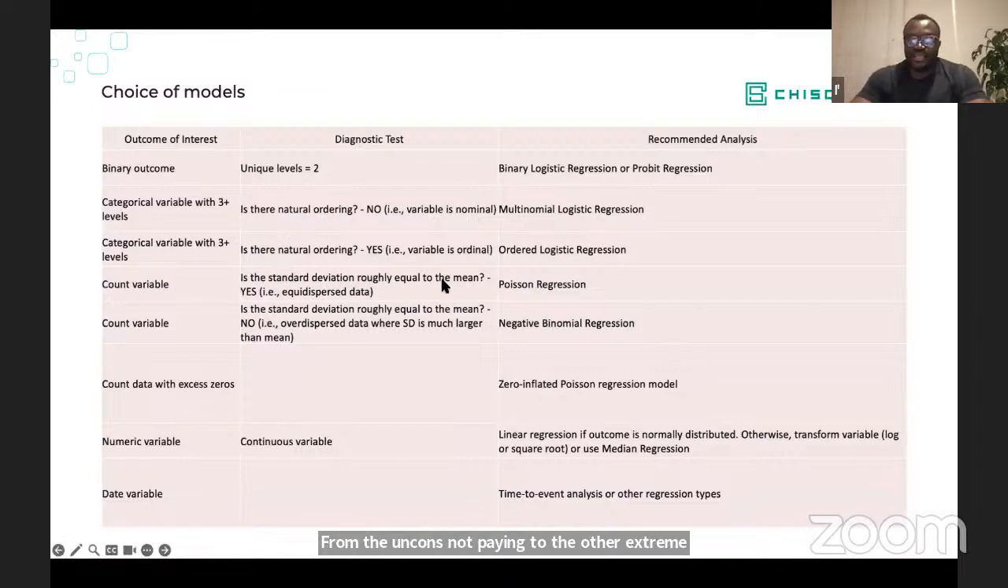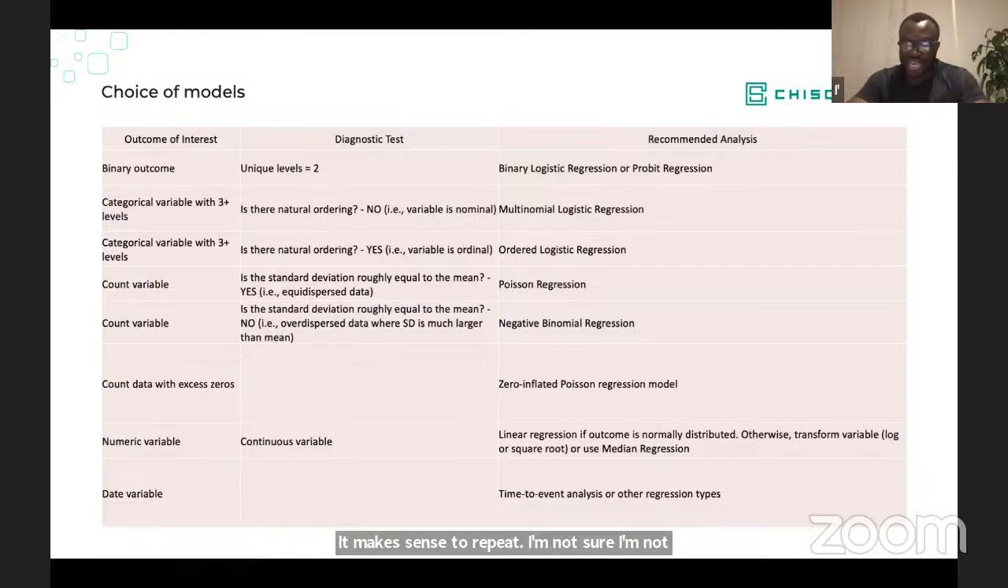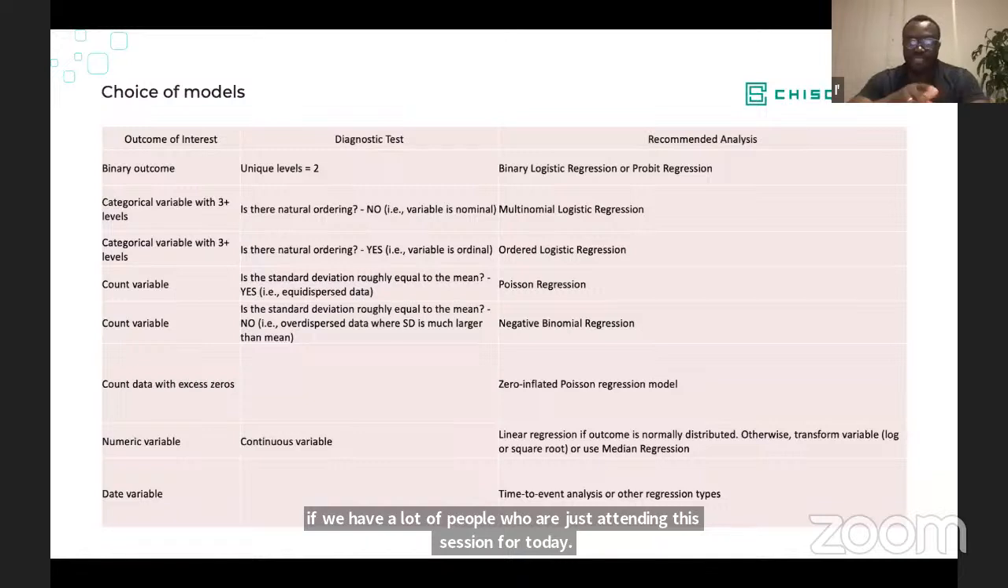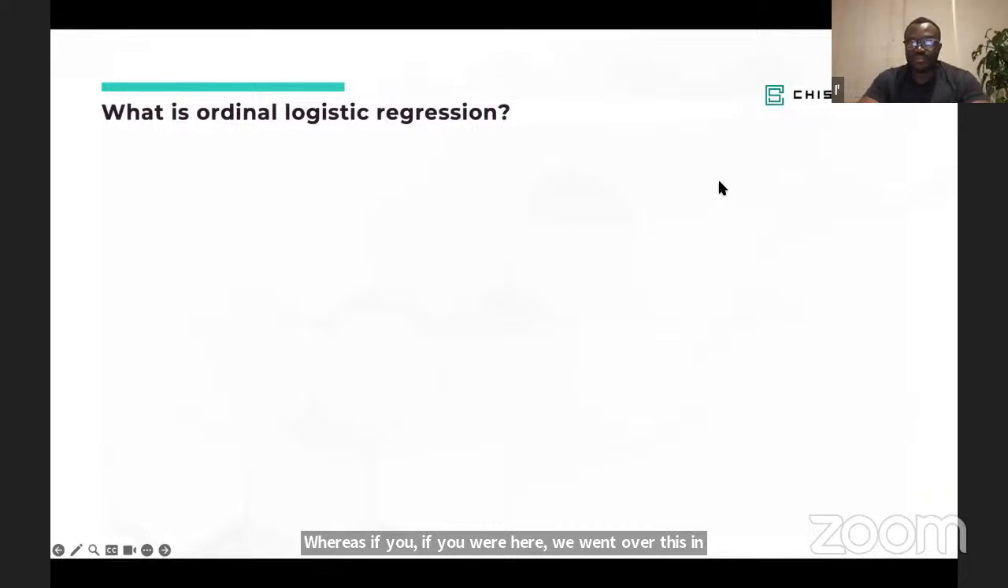And so in this case, wherever you have categorical variables, what we're focusing on is this row 3. Categorical variables with 3 or more levels, then you use an ordered logistic regression. We went over these slides last week, so I don't think it makes sense to repeat. I'm not sure if we have a lot of people attending this session for the first time. But if you were here, we went over this in detail last week, so I will not repeat it any further. All right, so whenever we have categorical variables where there is inherent ordering, that is a prime candidate for ordinal logistic regression.